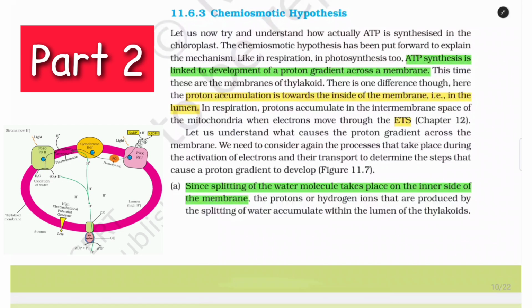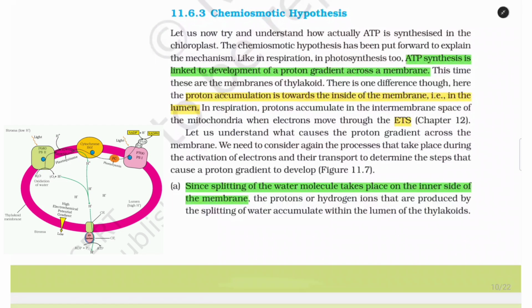11.6.3 Chemiosmotic hypothesis. Let us now try and understand how actually ATP is synthesized in the chloroplast. The chemiosmotic hypothesis has been put forward to explain the mechanism. Like in respiration, in photosynthesis too, ATP synthesis is linked to development of a proton gradient across a membrane. This time, these are the membranes of thylakoid.